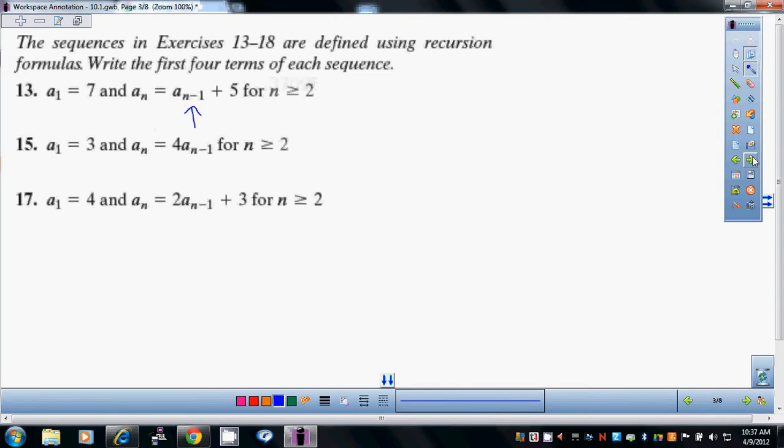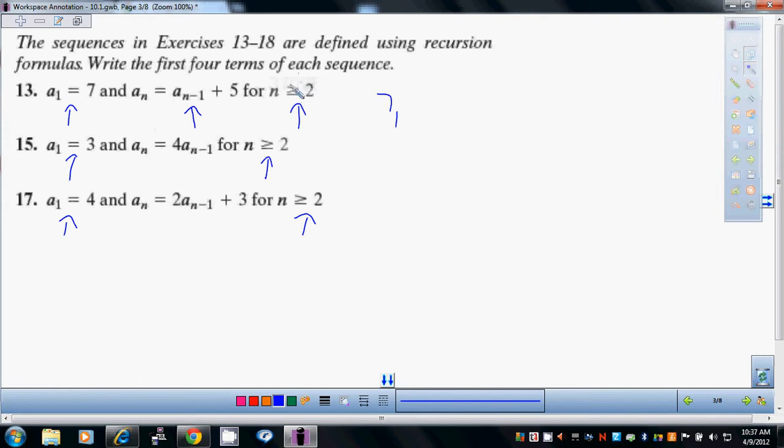So like number 13. Now, the entire reason for this inequality is because on your first term, do you have a previous term to plug in? No, it's your first one. So they're saying for all values greater than or equal to 2, you're going to use this. But for the first term, they're just going to give it to you. They give you the first term every time. So on number 13, a sub 1 is 7. You don't have to do any thinking. It's just right there.